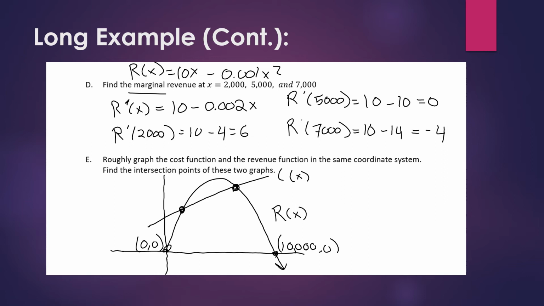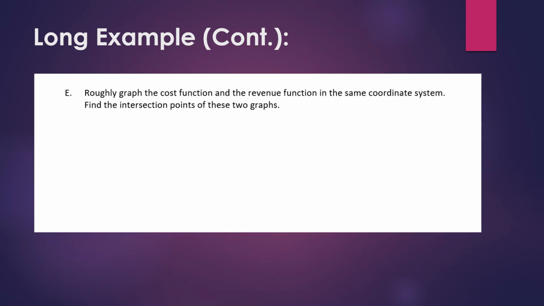So that's asking, where is revenue equal to cost? When does revenue equal cost? So they're asking, when is 10x minus 0.001x squared equal to 7,000 plus 2x? When are these two equal to each other? And that's what we're going to solve on the next slide. So it's still part E, but I'm trying to find what these two points of intersection are. So where we left off, we had that we wanted our R of x to equal our C of x.